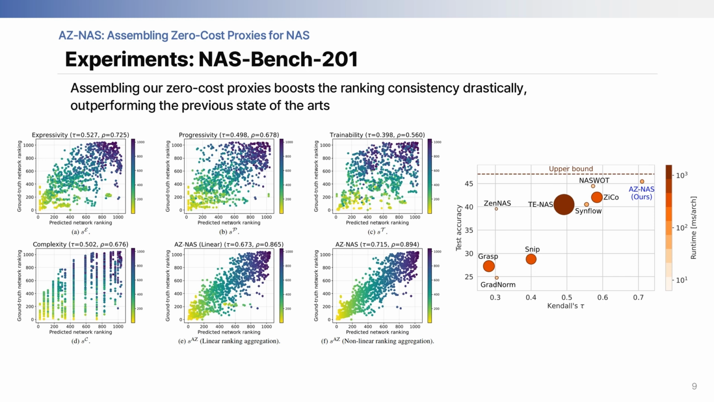We evaluate our approach on NAS Bench 201. In the left figures, we can see that each of the ranking predictions of our zero-cost proxies in the x-axis shows positive correlations with the ground truth performance ranking in the y-axis. By assembling them, we can improve the ranking consistency drastically, and our nonlinear ranking aggregation method performs more effectively. We also compare our method with the state-of-the-art in the right figure. AZ-NAS outperforms others, while retaining the efficiency of the NAS process.